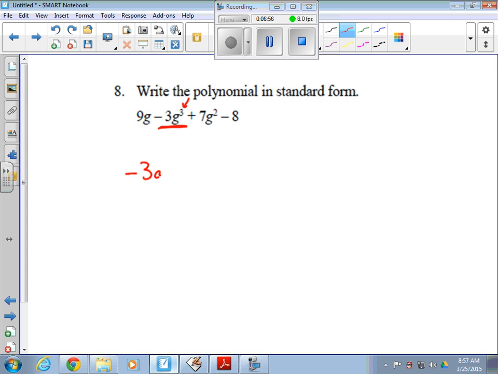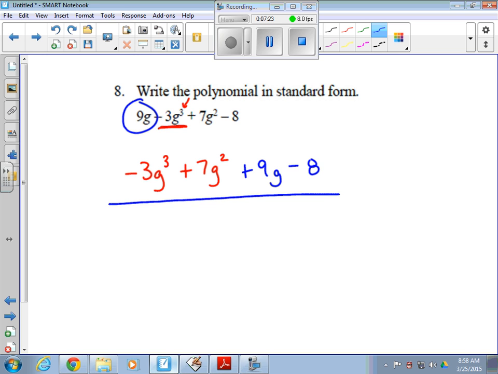Negative 3g to the third. The next biggest one is g squared. So it'll be positive, because that's the sign that goes with it, g squared. The next one is g to the first power. It is a positive 9g, so you put plus 9g. And then the last one is the one that doesn't have any degree, since it has no variable, the constant term, negative 8. This is written in standard form. Biggest degree, counting down or descending to smallest degree to no degree.